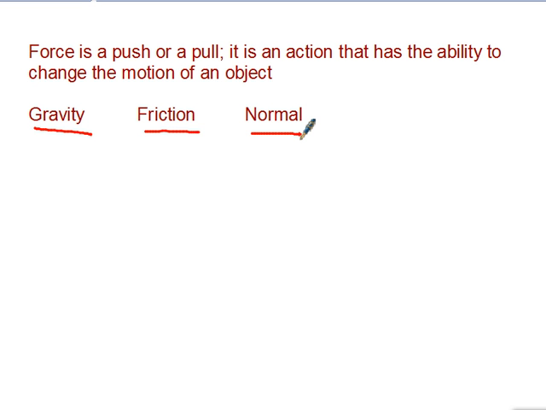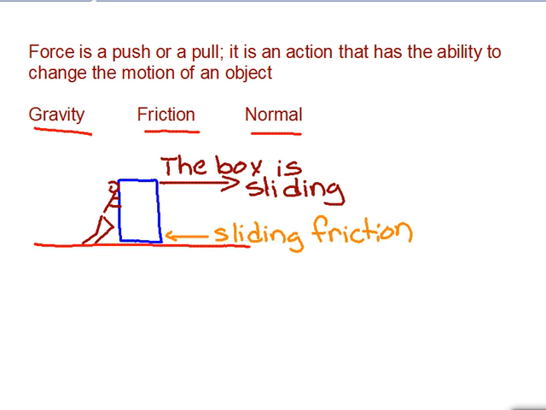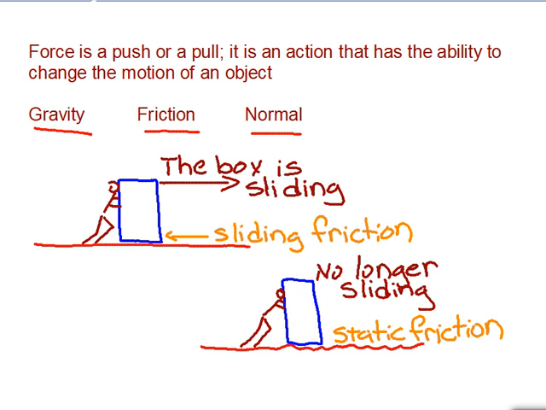Now let's consider a person trying to push a box across a surface. The person in this example is pushing with a force on the box, having it slide across the floor. Sliding friction is slowing the box down, but is not strong enough to stop the box from moving. So let's look at what happens when he gets the box to a rough surface. The box no longer slides when the box reaches the rougher surface due to static friction.